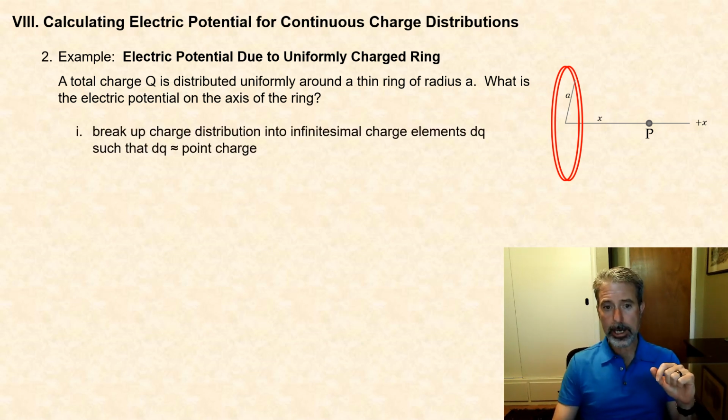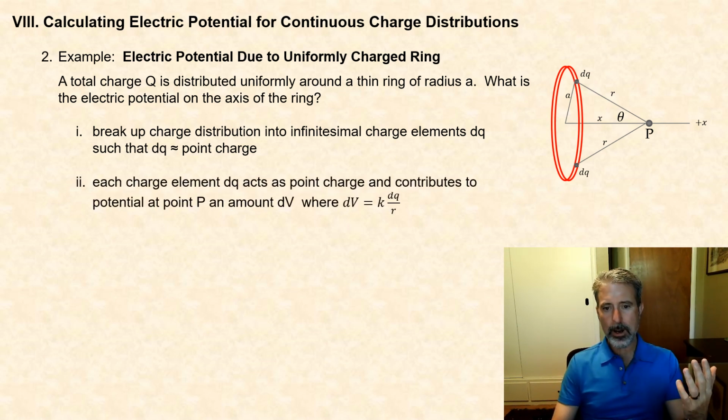As we said, we're going to break up the charge distribution into an infinite number of infinitesimal charge elements dq, in this case where we let each dq represent a point charge. I'm going to show you a couple of those dq's in the diagram here. You will notice that it doesn't matter which dq I pick along that ring, any dq will be the same distance r from the field point P. This is not generally true, but it is true for this charge configuration.